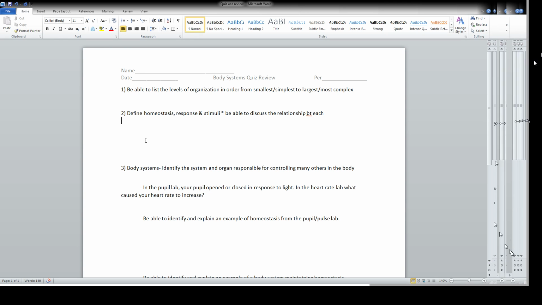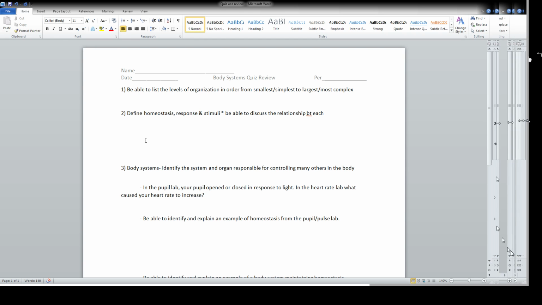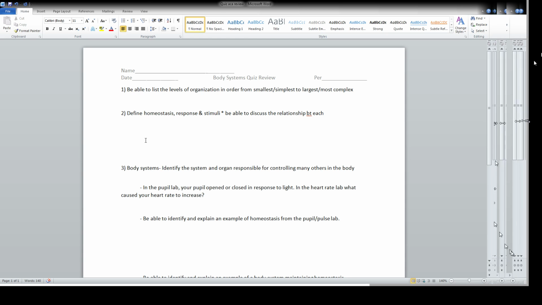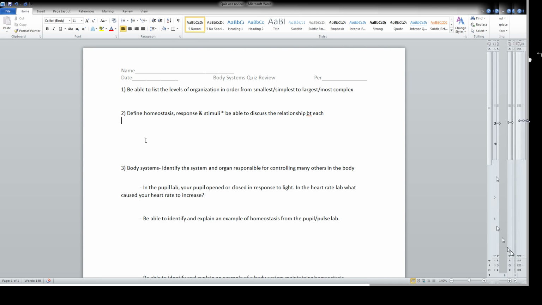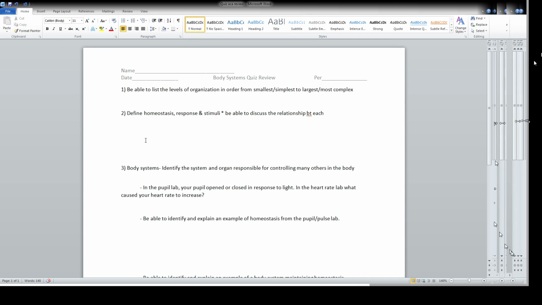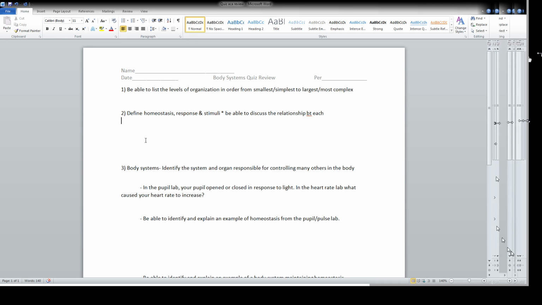And know which system controls most others. That's your nervous system. Your nervous system, your brain controls the other organ systems for the most part. So that's all depending on your research. So some of you may want to do cardiovascular and respiratory because you're really familiar with that because you just researched it. Others may want to do immune system and respiratory system because maybe that's the one you did.